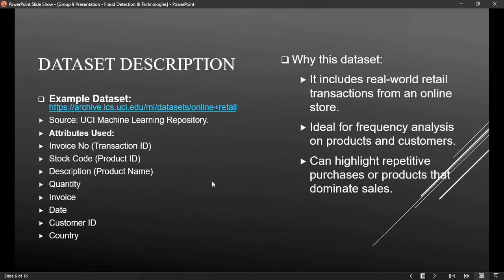So we picked a dataset. Here you can see the dataset description and why we picked it. In layman's language, for those who might be wondering what a dataset is, it is just a collection of data which is basically organized and stored for processing. The dataset was picked from the UCI Machine Learning repository, and it had these attributes. The reason we picked it is because it includes real-world retail transactions from an online store.